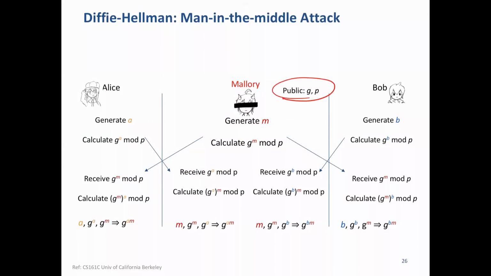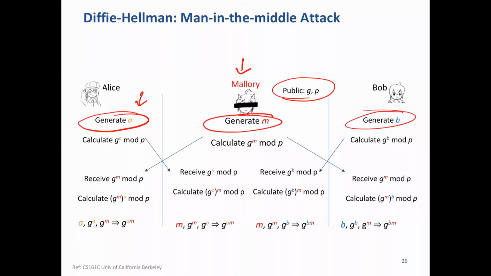So it's just like this. G and P are public knowledge. Alice, Bob, and Mallory is in between; she plays the man in the middle role. Alice generates private key A, Bob generates private key B, and Mallory generates a private key M. Now all three calculate their public numbers, which they will send to each other. So Alice computes G raised to the power A mod P, Mallory computes G raised to the power M mod P, and Bob computes G raised to the power B mod P.